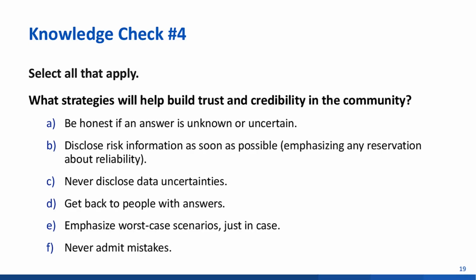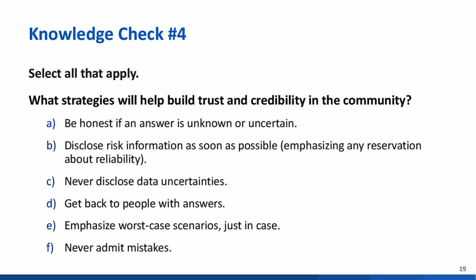The answer is A, B, and D are correct. A. Be honest if you are uncertain about an answer or the answer is unknown. B. Disclose as much information as you can. D. Get back to people with answers in a timely way. C is incorrect. At the appropriate time, such as when you're presenting your analysis, you should discuss uncertainty in the data or information about a site.